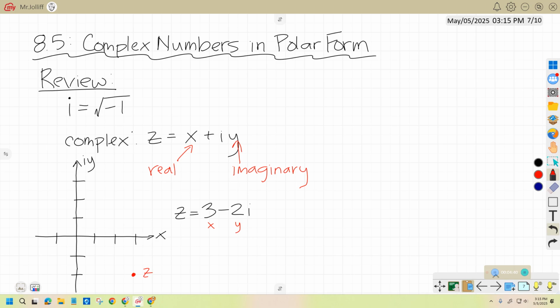And we learned earlier in chapter 8 that I can describe points as an x piece and a y piece. We call those Cartesian or rectangular coordinates. But I can also describe that same number as a distance from the origin, r, and an angle from the positive x, theta. And what we're going to talk about today is how to move between them, and it's going to look very familiar.